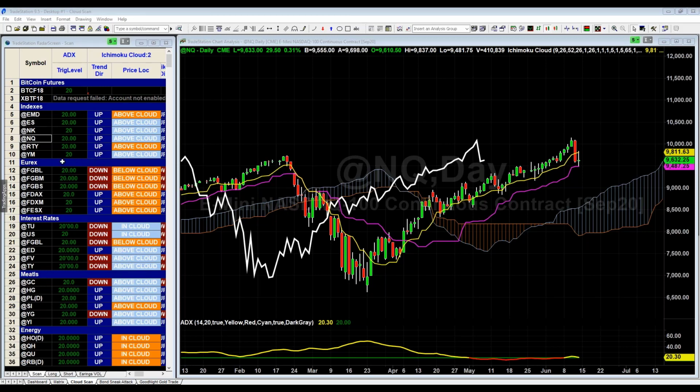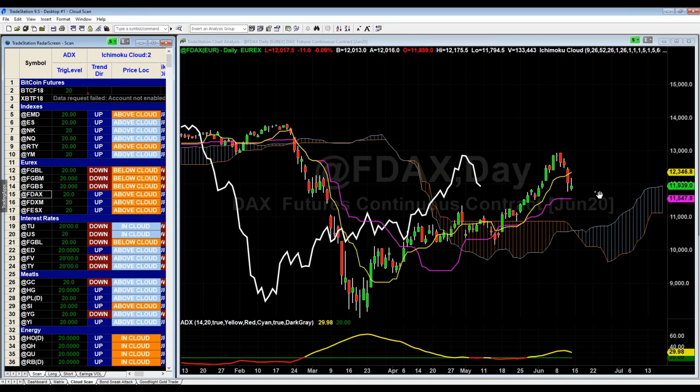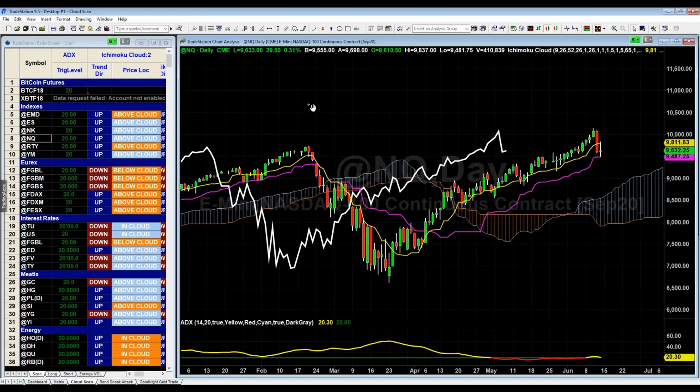All right, now we're going to go into the Euro Stocks 50. That's a decent looking long, right? We're going to look at the DAX. That's a decent looking long. But of all the longs we looked at so far, this one is the prettiest so far, the NASDAQ. So I would focus there.